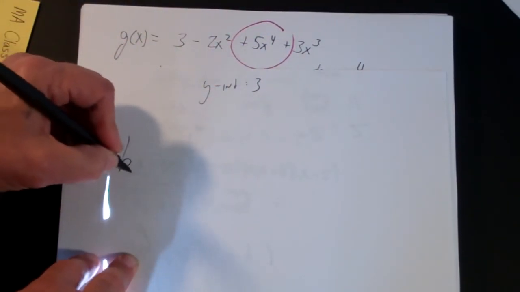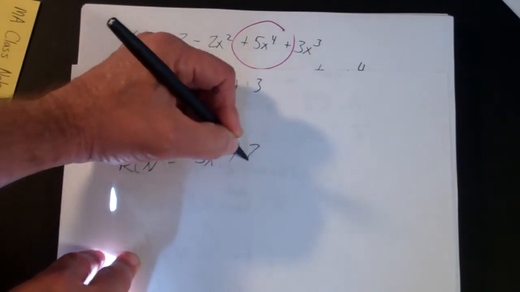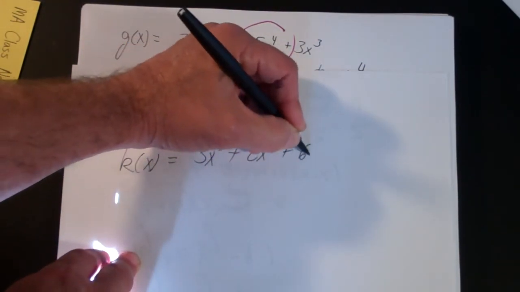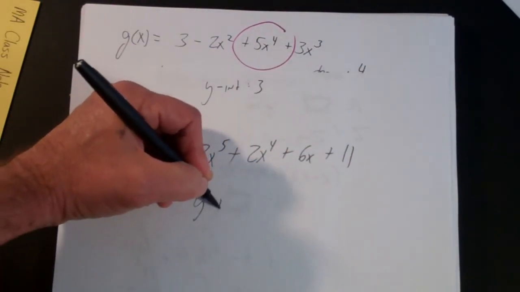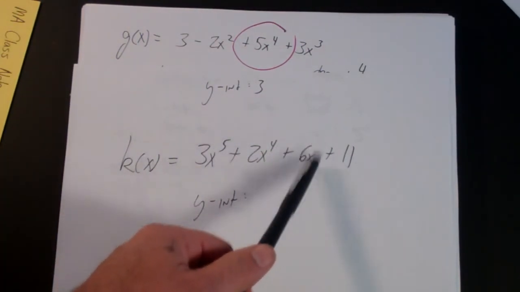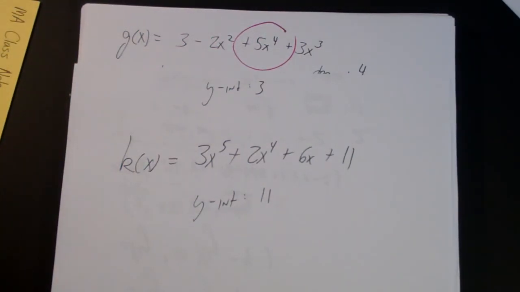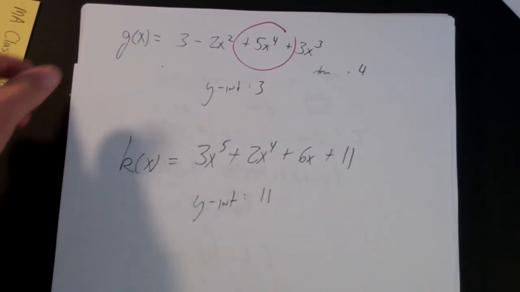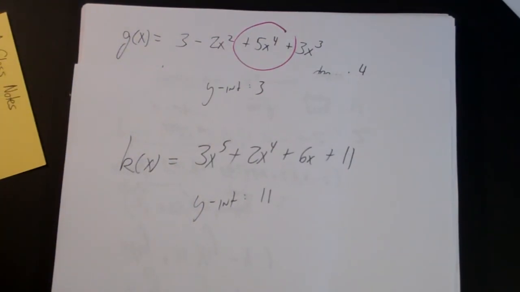Let's look at another one. Let's look at k of x: 3x to the 5th plus 2x to the 4th plus 6x plus 11. To find the y-intercept, you set x equal to 0. So that's 0, 0, 0 plus 11, so the y-intercept is 11. So you don't need to find the y-intercept, but it's very easy. And then we're done.